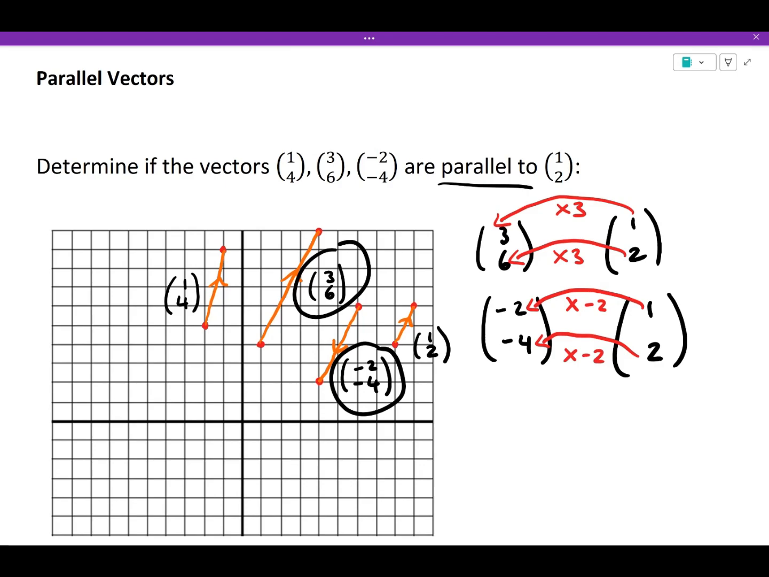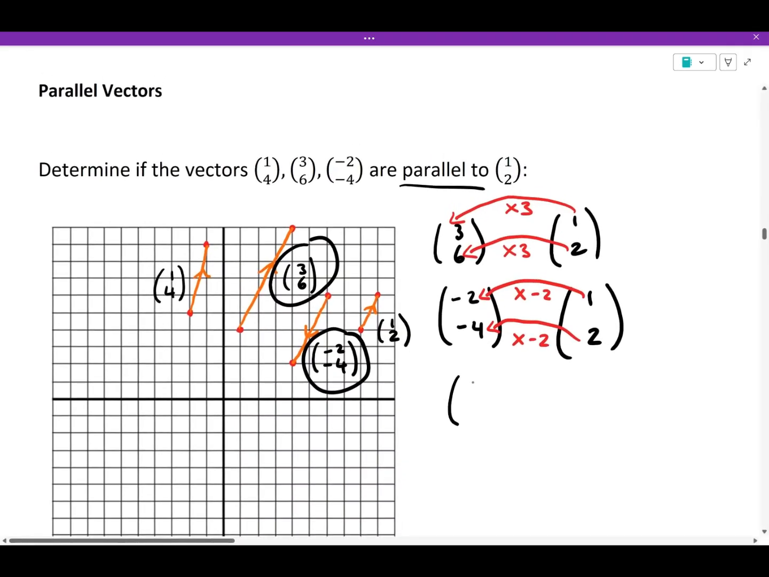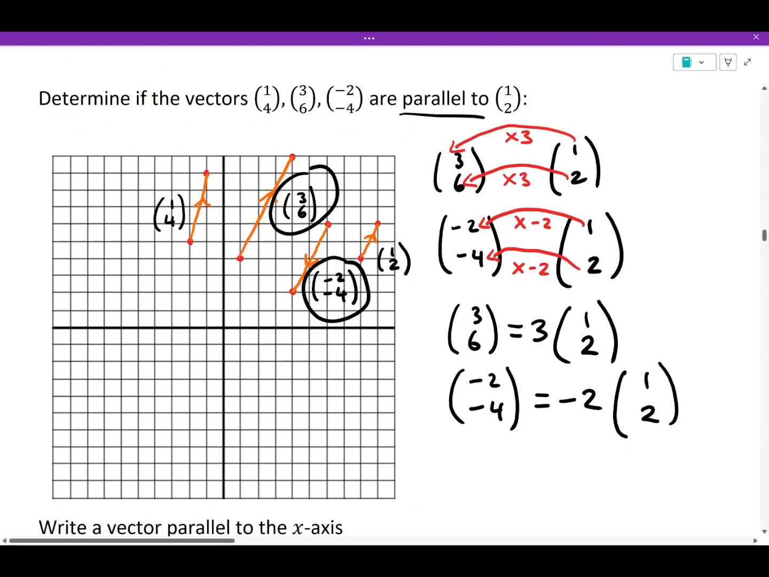Okay, so the relationship between these vectors is that they are scalar multiples of each other. If we take the vector 3, 6, what I could do is factorize 3 out of this, which is what I was multiplying by, and I would get 3 lots of 1, 2. So clearly 3, 6 is a scalar multiple of the vector 1, 2. Now we could do similar for the -2, -4. Okay, this time I could factor -2 out. So I'd get -2 and then 1, 2. So clearly -2, -4 is a scalar multiple of 1, 2.